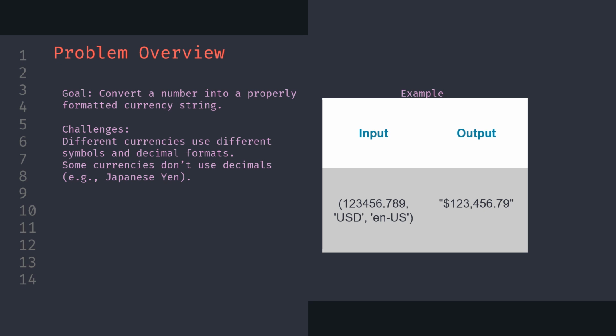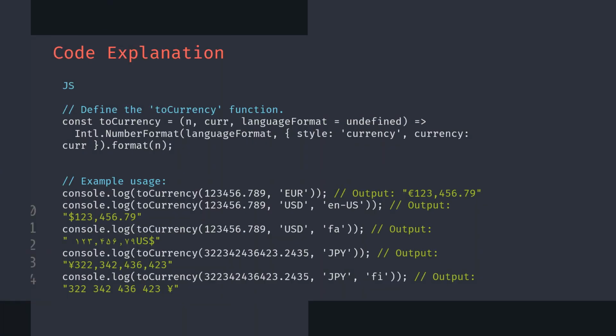This function ensures that currency values are formatted according to regional conventions, making them more readable and user-friendly. This function takes a number, a currency code like USD or EUR, and an optional locale. The Intl.NumberFormat API then applies the correct format based on the region.